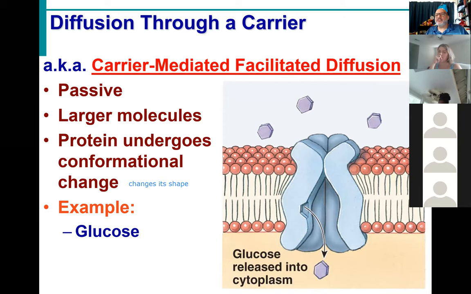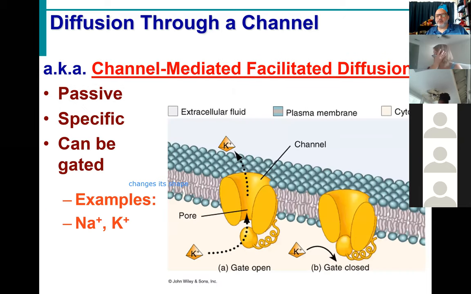Well, so yes, any channel blocker, you're absolutely correct. So if we go back to a channel, if you have some type of toxin and that toxin blocks the opening of a channel, then it doesn't really matter whether the gate is opened or closed. Ions can't flow through it.